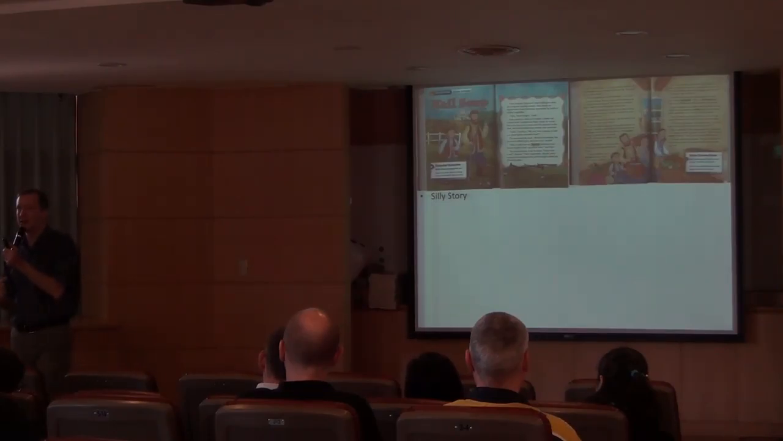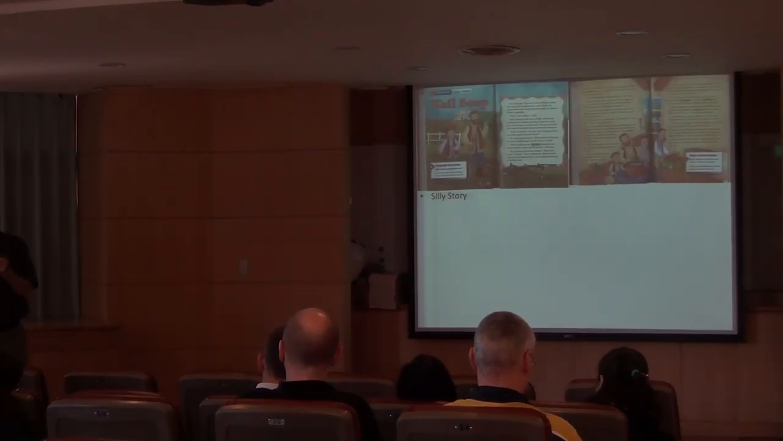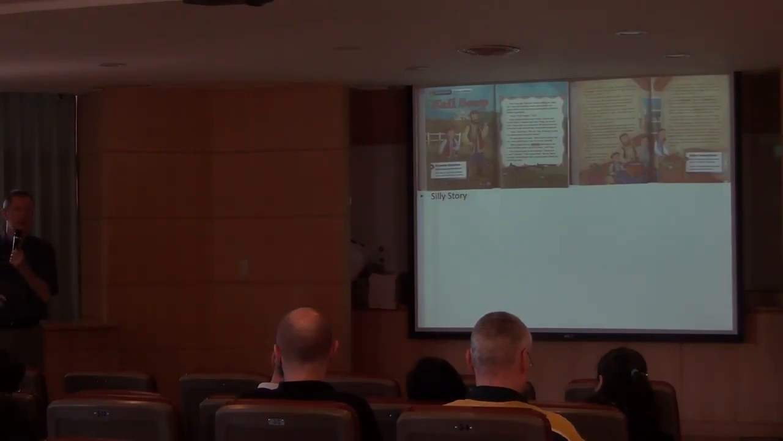So the original story may be, Daniel is a very tall man. But tall is a blank. So give me an adjective, you say stupid. So now it's Daniel is a very stupid man. Or Daniel is a very red man. Or Daniel is a very enormous man. Whatever they say, that's what you put into the story.